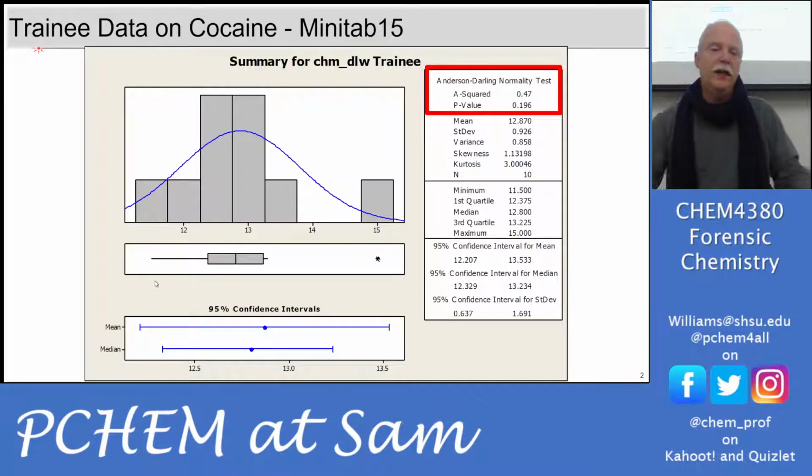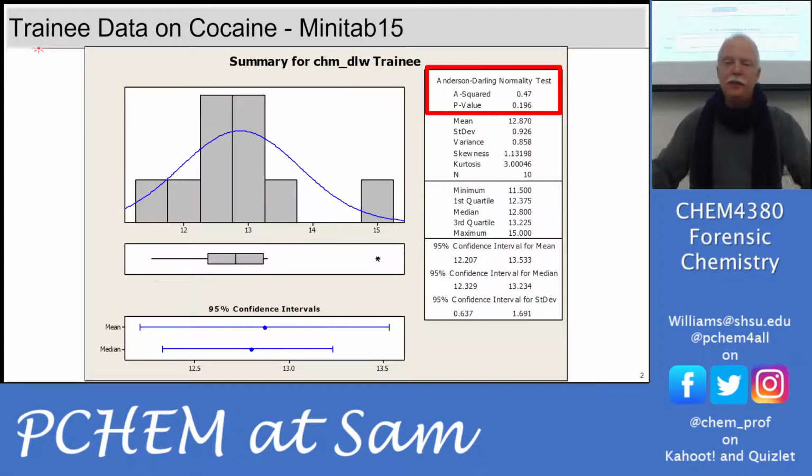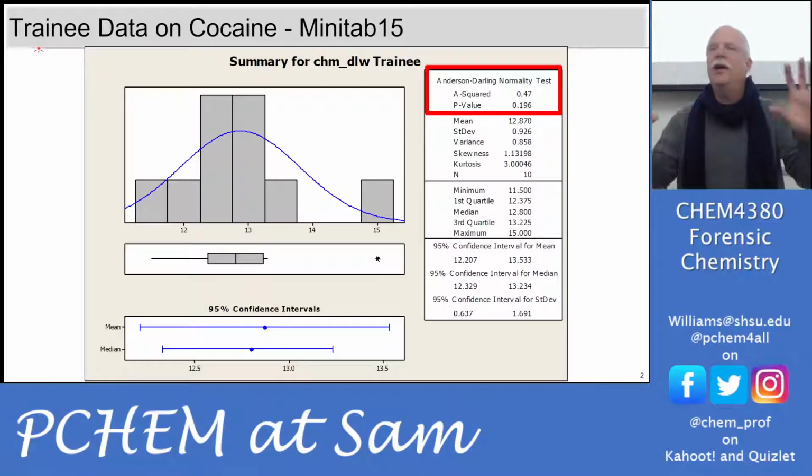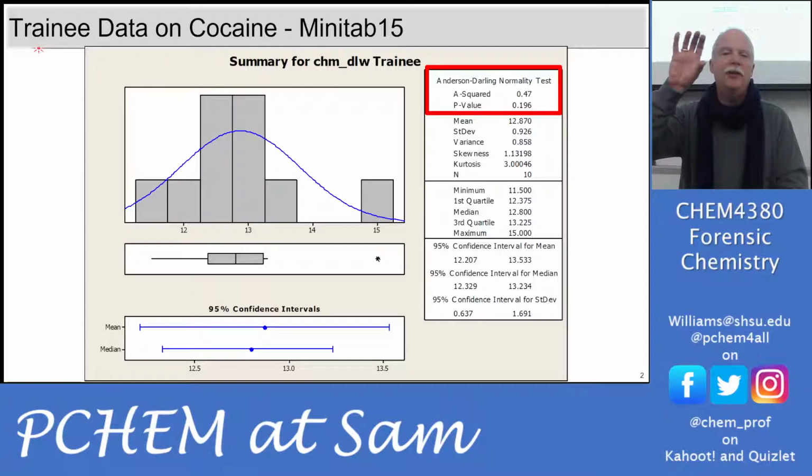And so here's some of the data. We did that trainee versus the forensics chemist, and we were doing all of that in Excel, and that's fine. It was a good exercise to figure out those formulas, especially the T-table formula and the F-table formula. But if you were to just grab that trainee data and go into Minitab and do the graphical summary of statistics, this is what you get, and it gives you everything in one shot.